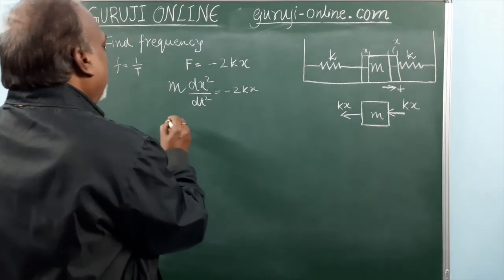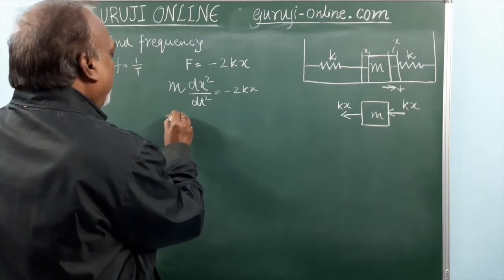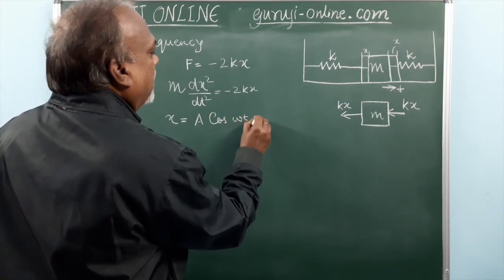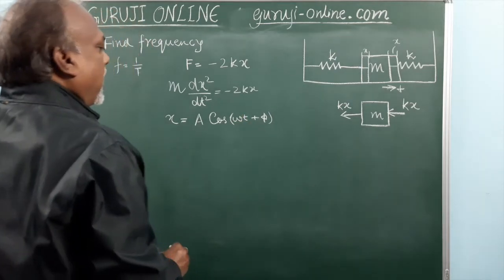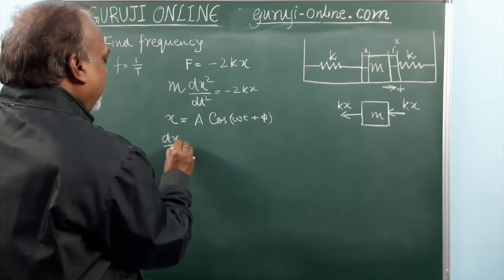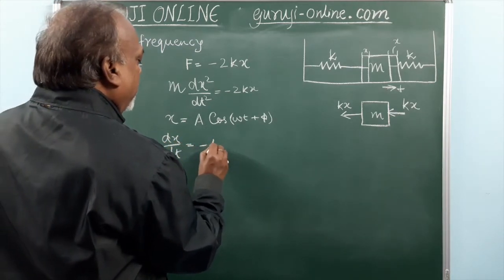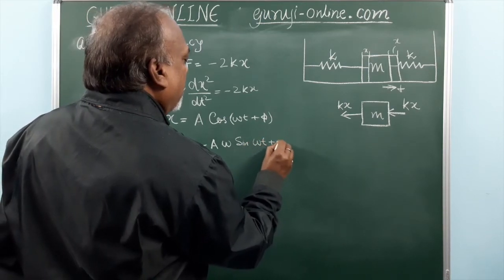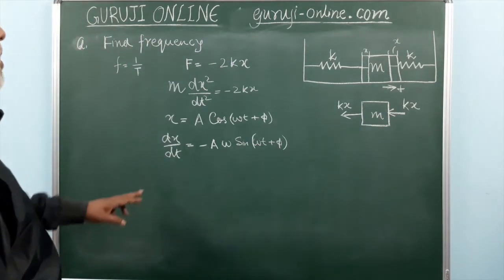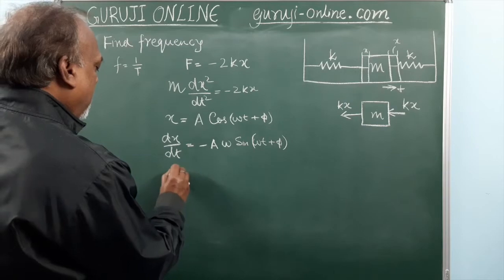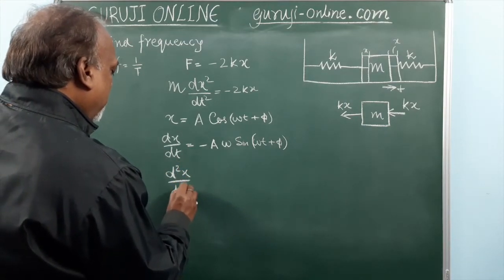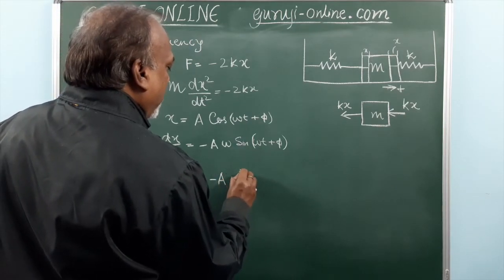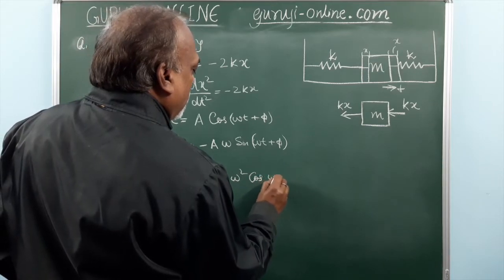This is an oscillating thing, so we can define the position as A cos(omega t plus phi), and if we differentiate this, dx upon dt will be nothing but minus A omega sin(omega t plus phi). And what about d2x upon dt square? It will be nothing but minus A omega square cos(omega t plus phi).